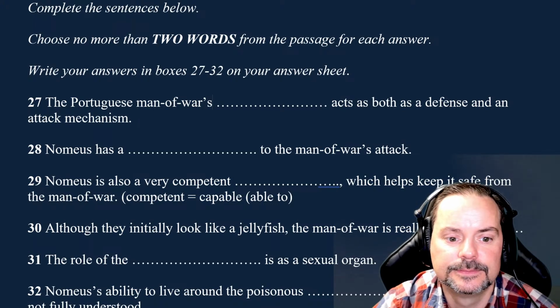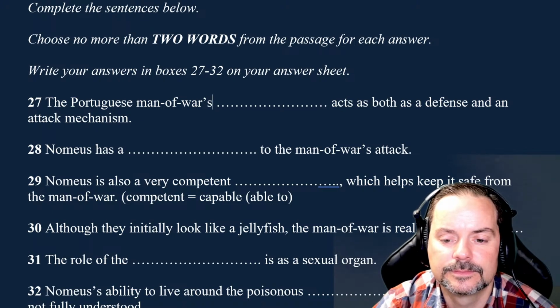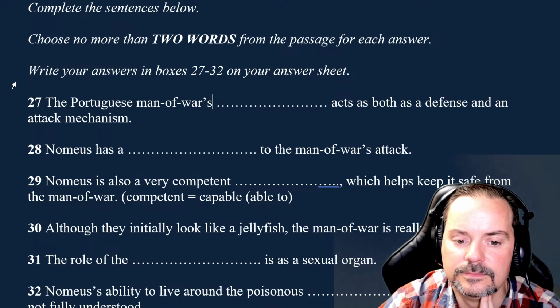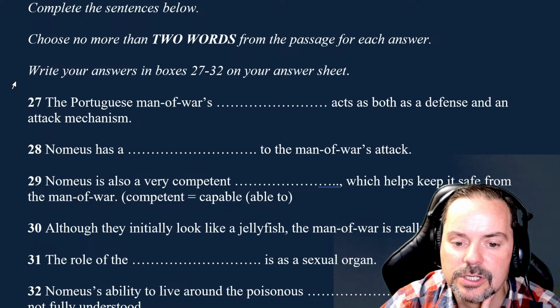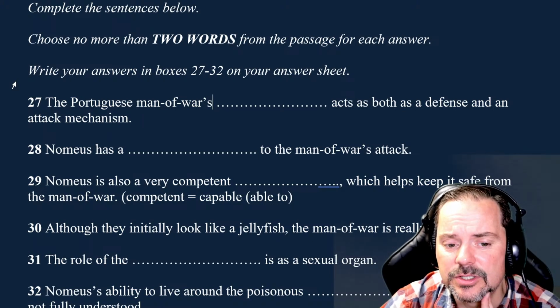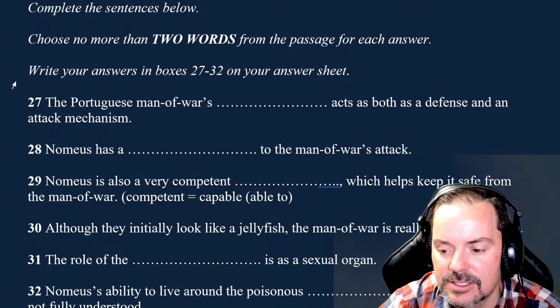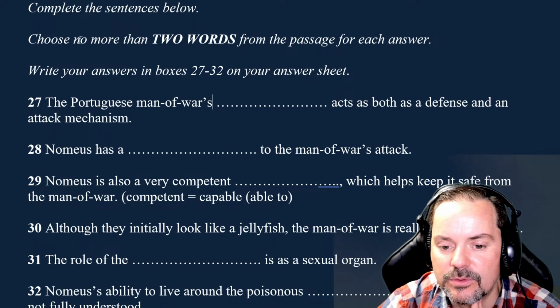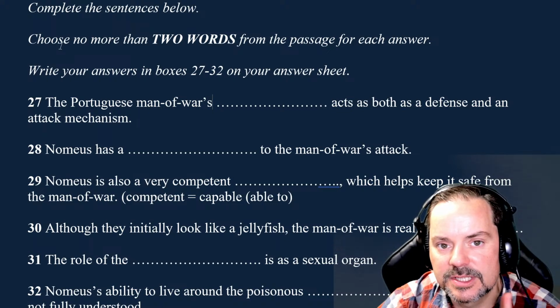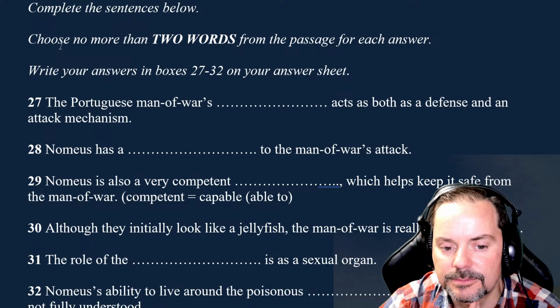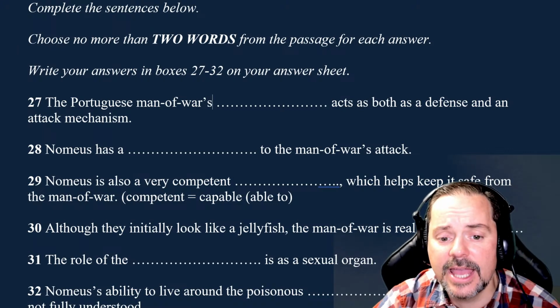The Portuguese man of war blank acts as both a defense and attack mechanism. I think we can put a noun in here. It's definitely a noun based on the sentence structure. And based on the reading, what do you think that is? So this is the jellyfish, right? So the Portuguese man of war's something acts both as a defense and an attack mechanism. And some of your classmates, I'm sure, will help you figure this out. But before you look into the chat, you should be able to get this one. The passage talks quite a bit about this. There's two different words. They mean the same. Either one could go in here. That's my hint. The poison or, yeah, venom or poison.